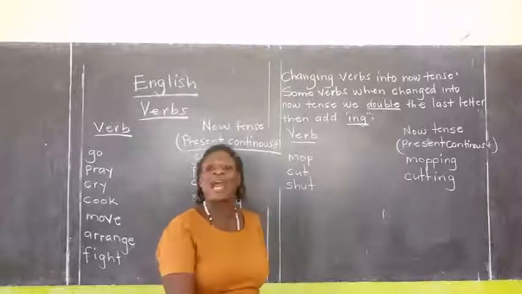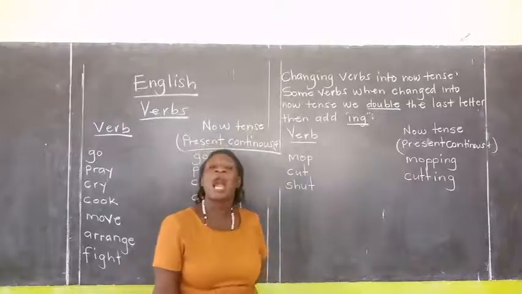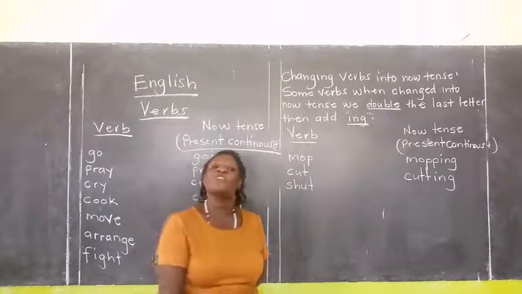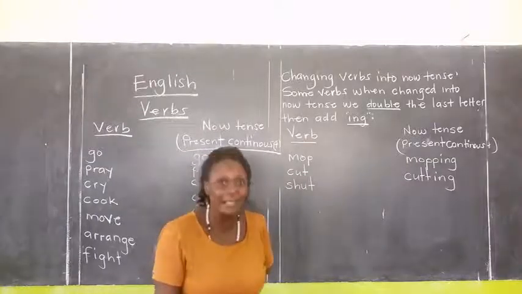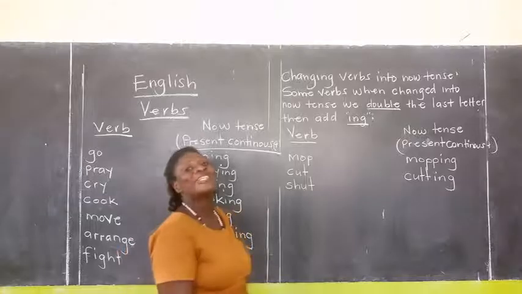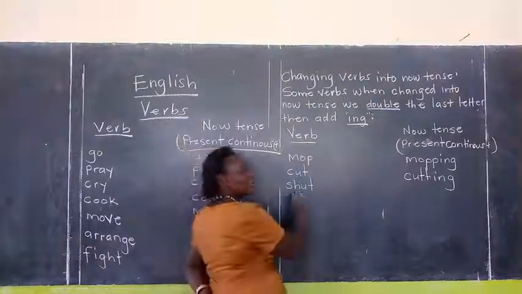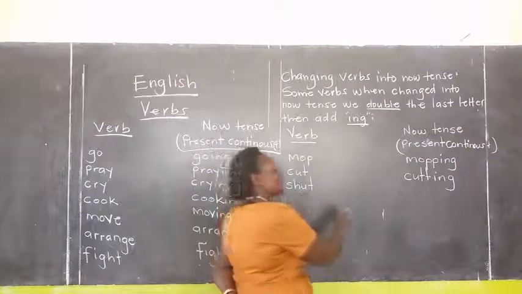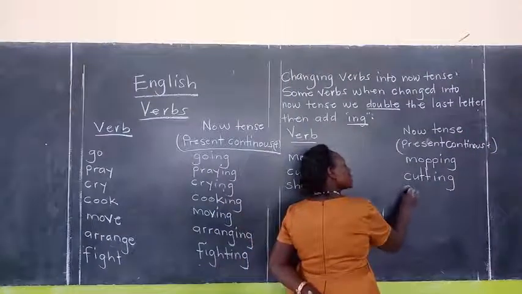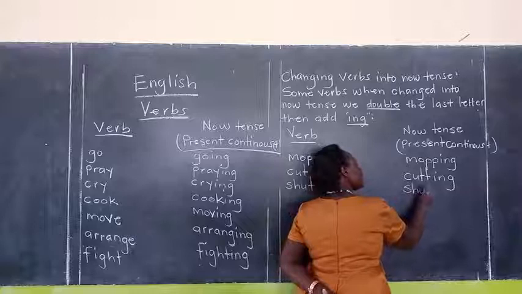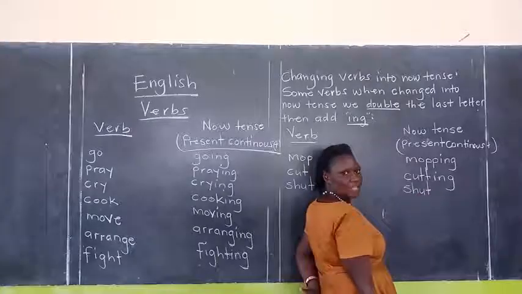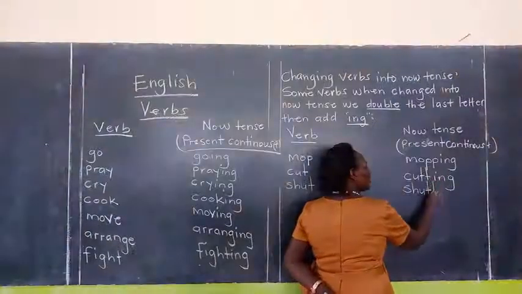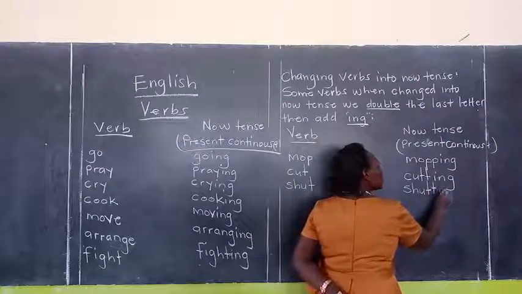And when you are doing the act, you are not going to say, I'm shut the door. No. You are going to add on ing on your verb because the act is going on at that particular time. So you are going to say shutting. You write your verb shut. You double the last letter. This is our last letter. We are going to double it and have TT, shutting.